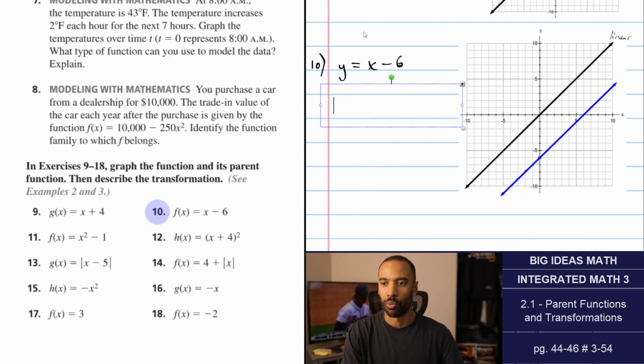So the graph of, oh, I literally wrote Y. Let's actually write the letter they used, F. The graph of F.